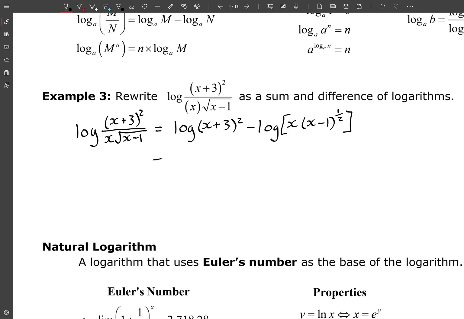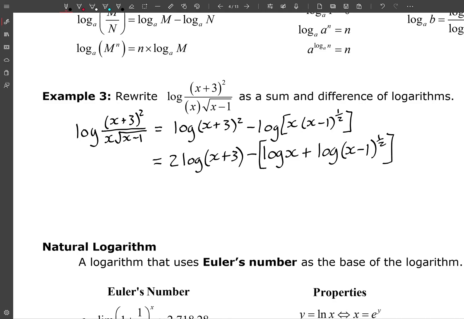Then I'm going to take out the exponent there. So log of (x plus 3) all to the power of 2 just becomes 2 log of x plus 3. And I'm also going to split up the product on the interior of that second logarithm. So this is going to be log of x plus log of (x minus 1) to the 1/2. I'm just splitting that up using that product rule for logarithms.